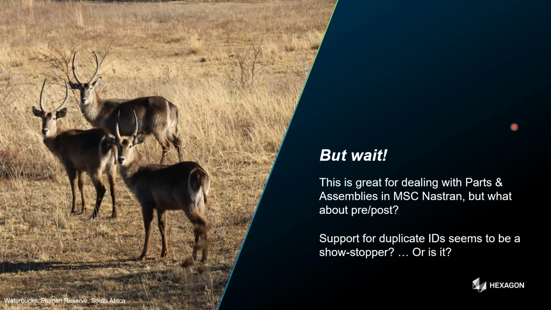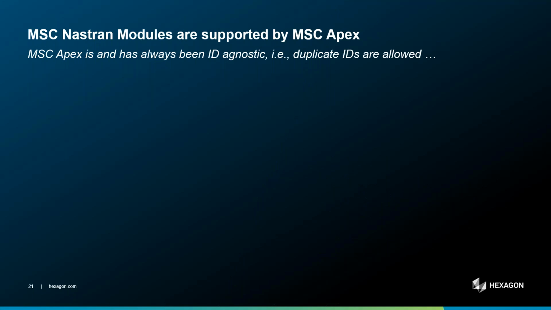So you might be saying this all sounds good. In other words, this is a great way of dealing with parts and assemblies in Nastran, but what about pre and post? Because what about duplicate IDs? That sort of seems to be a showstopper for many pre and post programs out there. Or is it? Okay, so we have to ask the 'or is it' question.